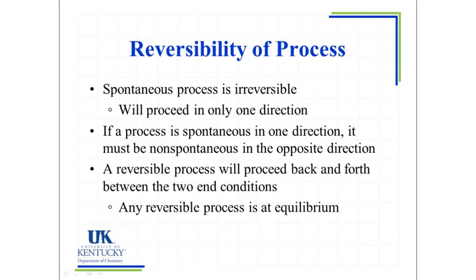When we look at reversibility, what we see is that spontaneous processes are irreversible. It's only going to proceed in one direction, the direction in which it is spontaneous. However, if a process is spontaneous in one direction, it must be non-spontaneous in the opposite direction. This is similar to what we looked at for enthalpy. If we had a positive value of enthalpy in the forward direction, then we knew that the enthalpy in the reverse direction would be negative or less than 0.